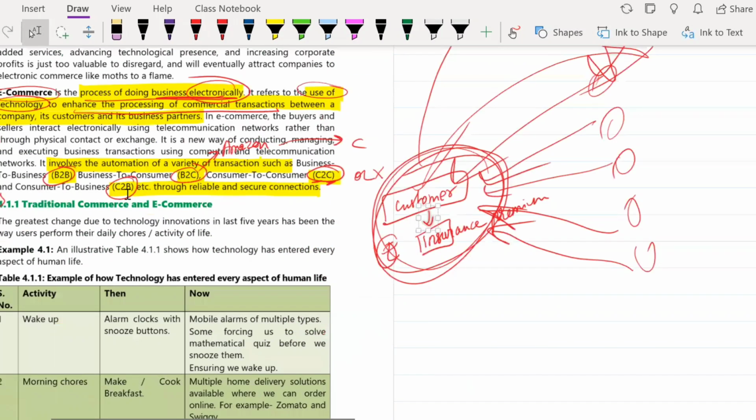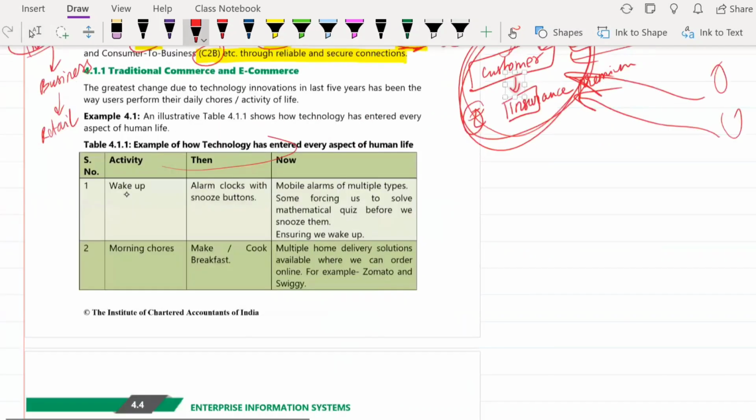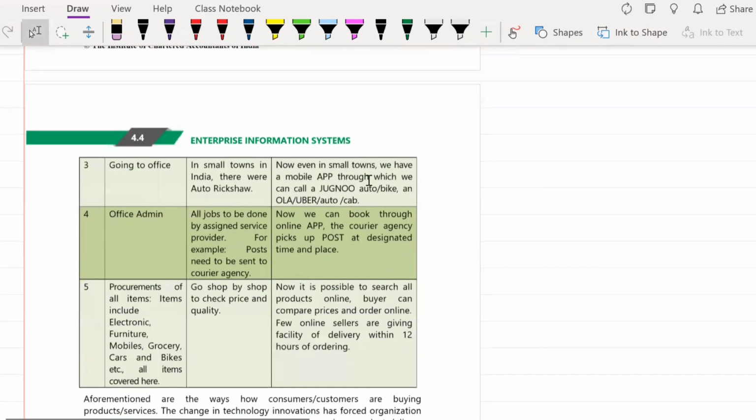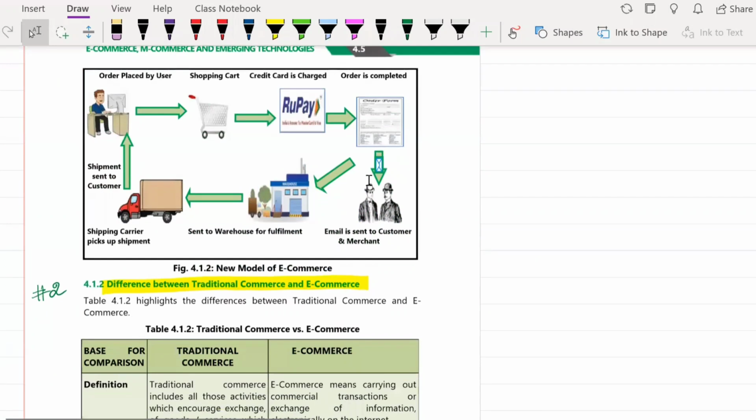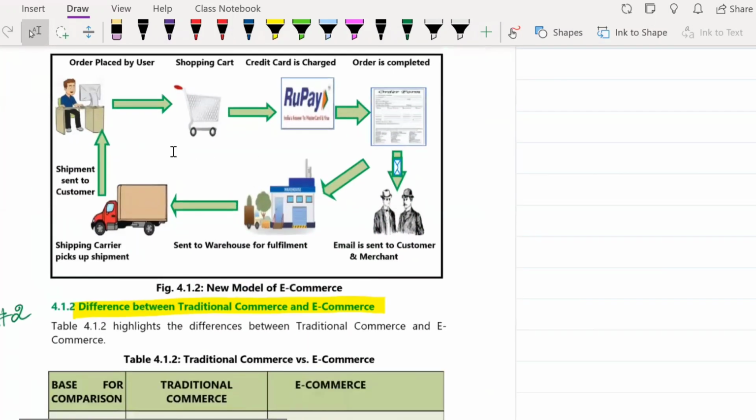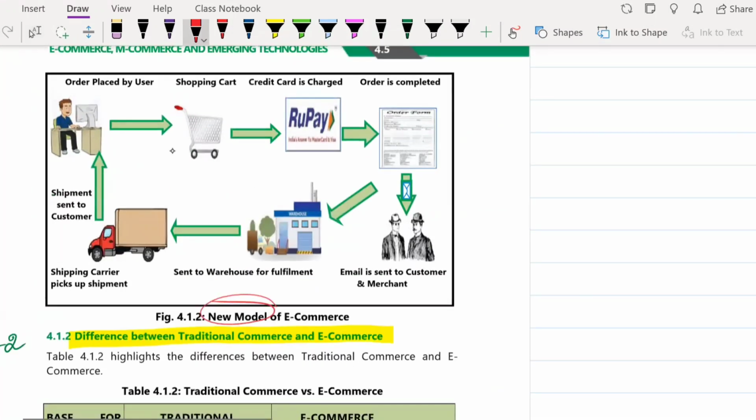Okay, fine. After that, they have given you an example of how technology has entered our life and how it has changed our lives, which we already know, so you can give this a read. Here they have given you a model of e-commerce. First, there are users. This is us. Suppose we want to order a phone. So we have placed the order.